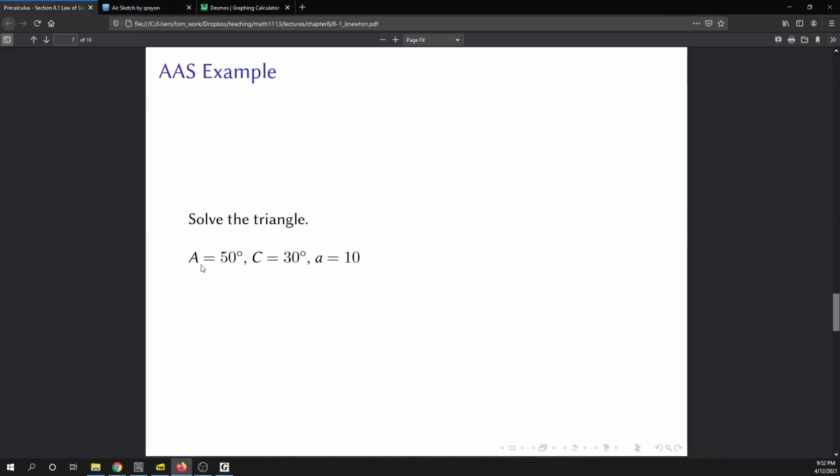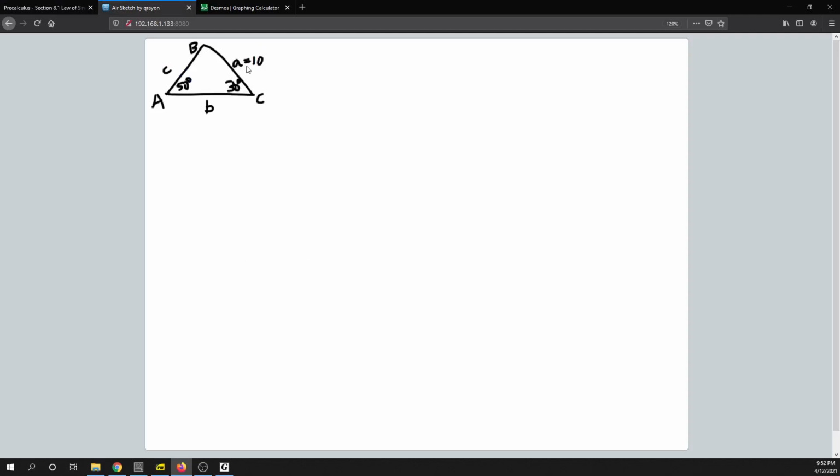So looking here, we know that A is 50 degrees, so we can mark that on our triangle. We know that C is 30 degrees, so we can mark that, and then we know a is equal to 10. So we'd mark that on our triangle.